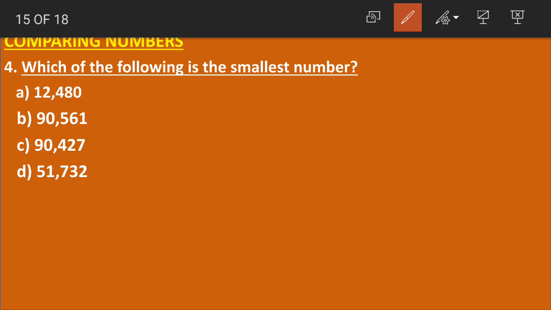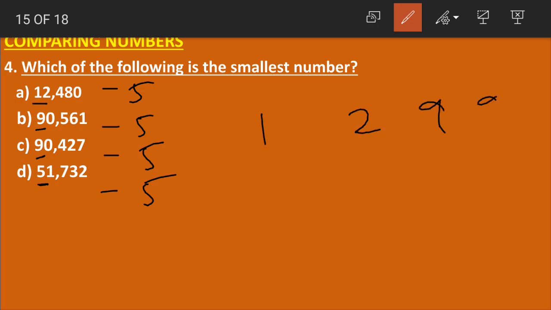Again, how do we find out the smallest number? Here all the options given have 5 digits. All the given options are 5-digit numbers. Now what should we do? We should compare the digit in the highest place values, which is on the extreme left. What are the digits?